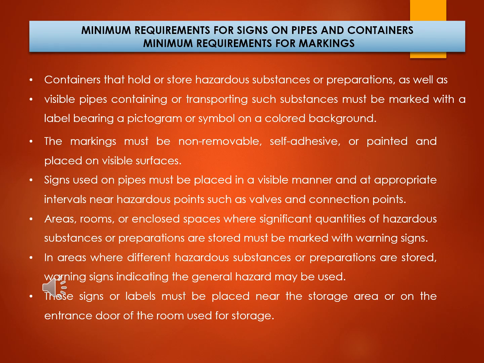Signs used on pipes must be placed in a visible manner and at appropriate intervals near hazardous points such as valves and connection points. Areas, rooms, or enclosed spaces where significant quantities of hazardous substances or preparations are stored must be marked with warning signs. In areas where different hazardous substances or preparations are stored, warning signs indicating the general hazard may be used. These signs or labels must be placed near the storage area or on the entrance door of the room used for storage.